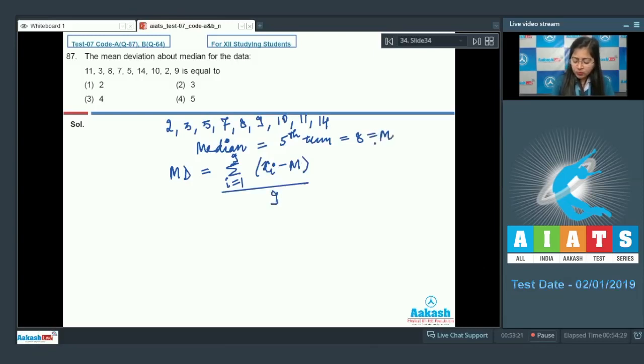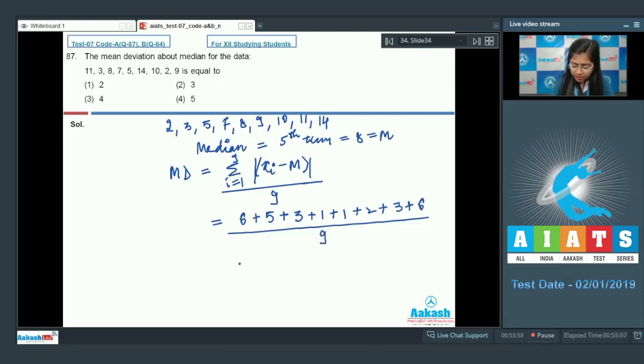Right? Now, its value will be equal to, here we will have mod also, right? 2 minus 8, that is 6, plus 3 minus 8, that is 5, plus 5 minus 8, 3, plus 7 minus 8, 1, plus 1, plus 2, plus 3, plus 6 upon 9. So, this will be equal to 27 upon 9, that is equal to 3. So, the value of the mean deviation about median will be equal to 3. That is the correct answer is option number 2.